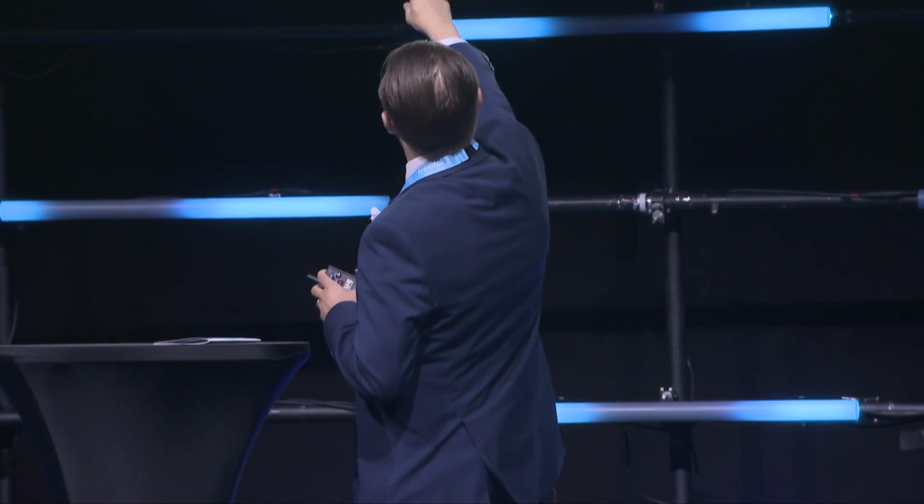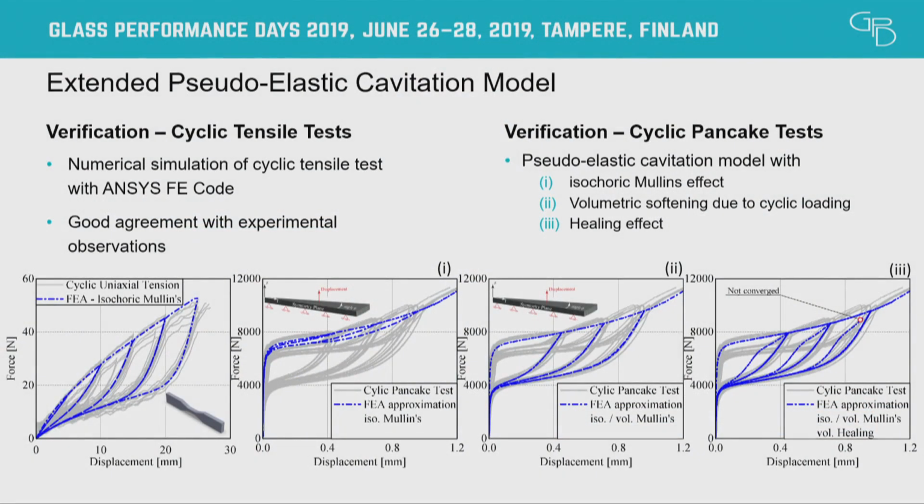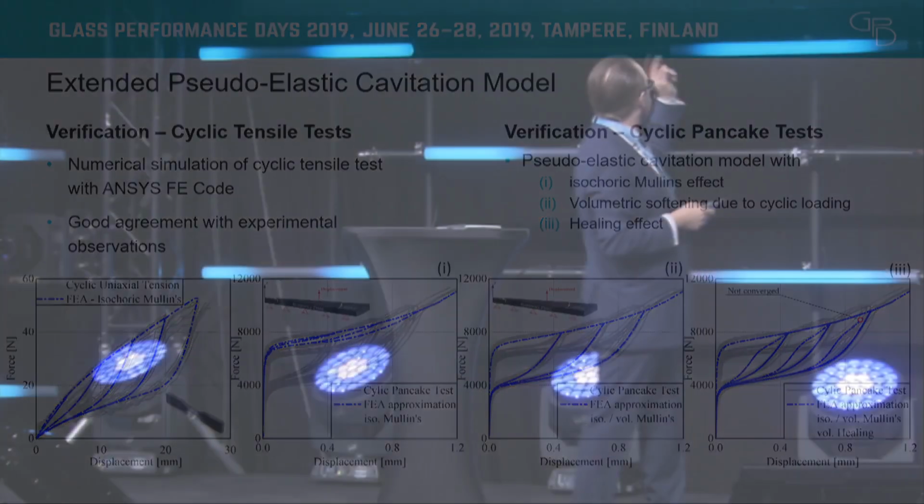If we do some cyclic loading and only have the Mullins variables working on the isochoric part of our strain energy density function, we have a little bit of softening, but these results do not really approximate our experiments very well. So now we go to this model. We added the volumetric Mullins variables to our potential, and we are now able to govern this volumetric softening due to the Mullins effect. So this is quite good.